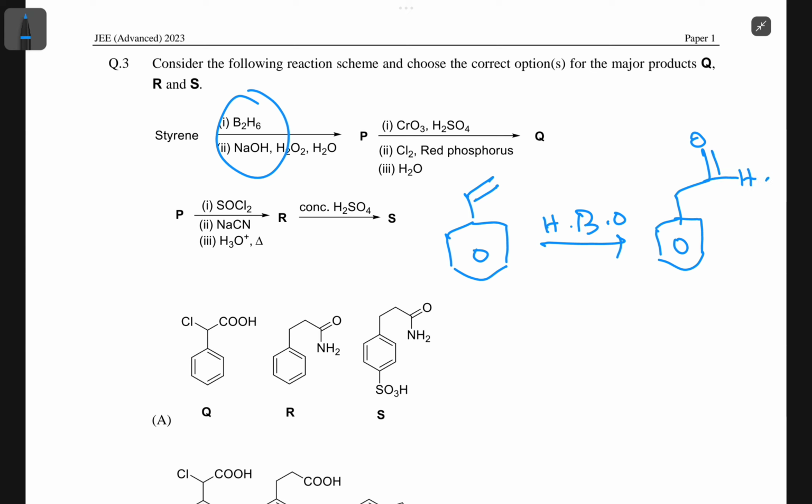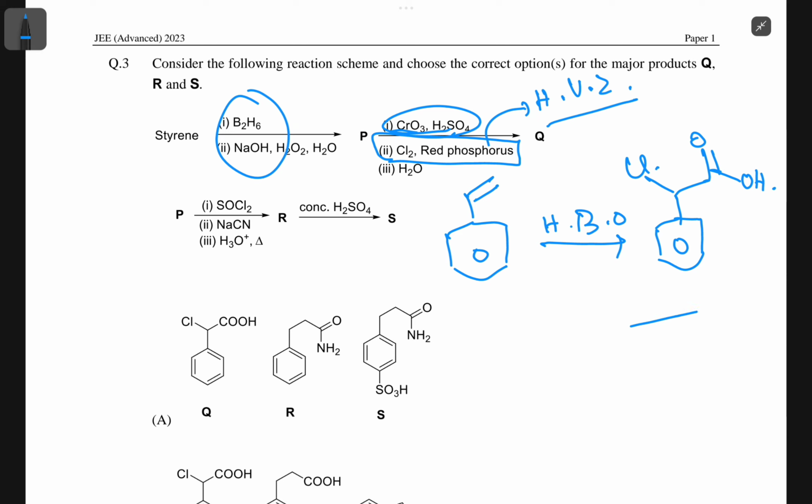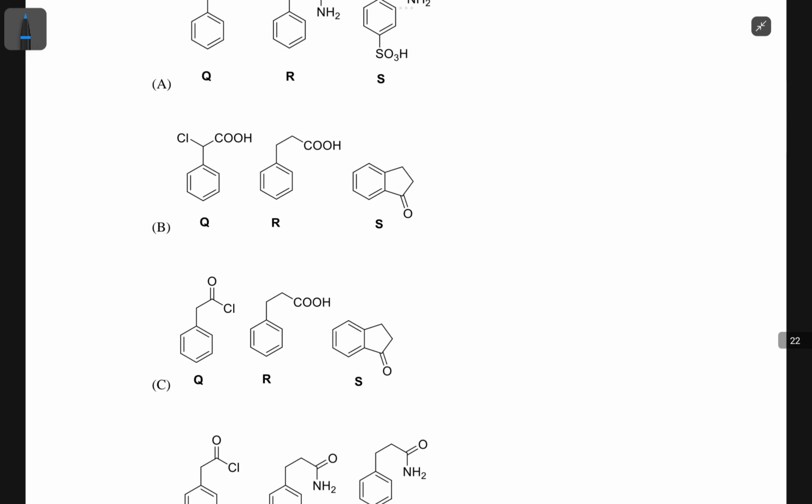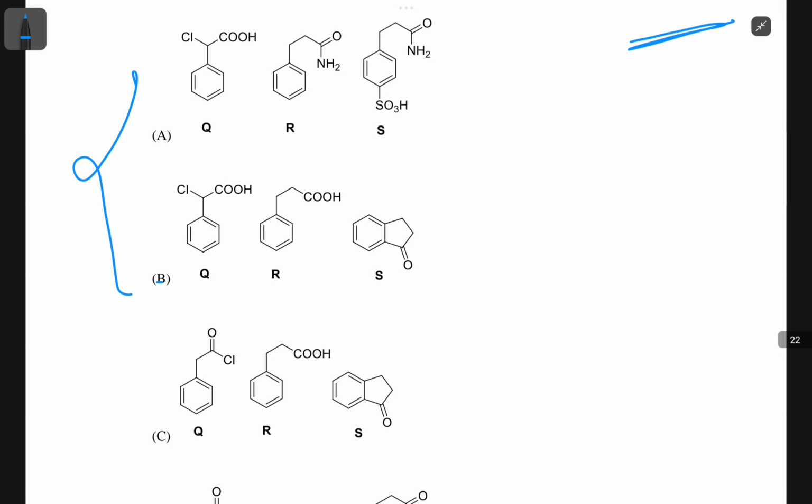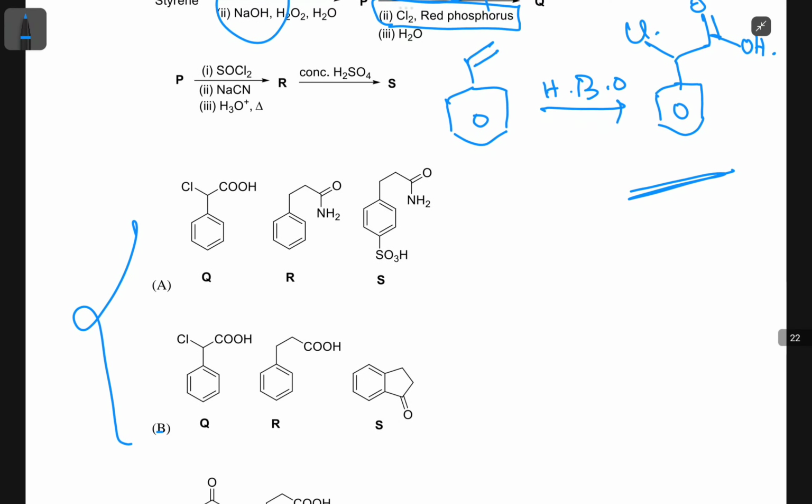And now after Cl2, now Cl2 with red P is what? HVZ reaction, Hell-Volhard-Zelinsky, and the Cl is here. No, sorry, wait, this is Jones reagent. It's a strong oxidizing agent, so this should be wait, not Jones reagent, my bad. Yeah, so it's a strong oxidizing agent, so this should be the product, and we do have it in these two options, right? Others we'll see.